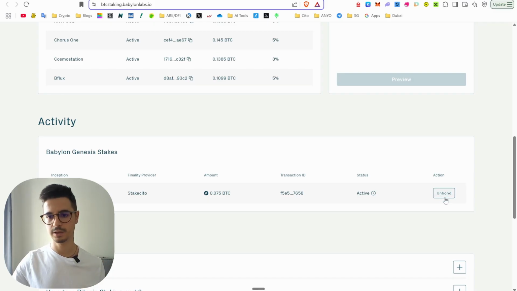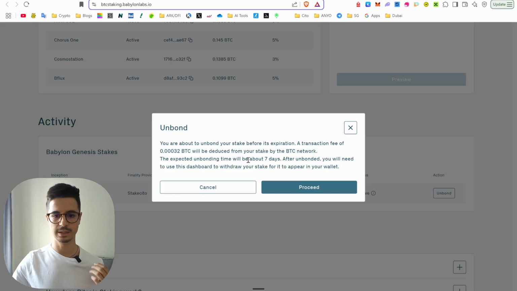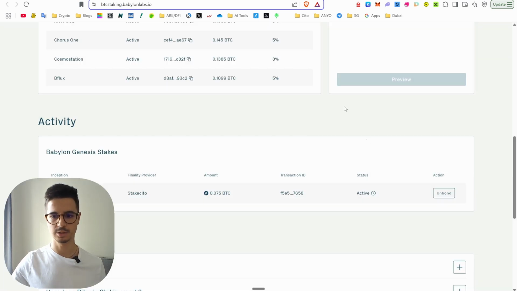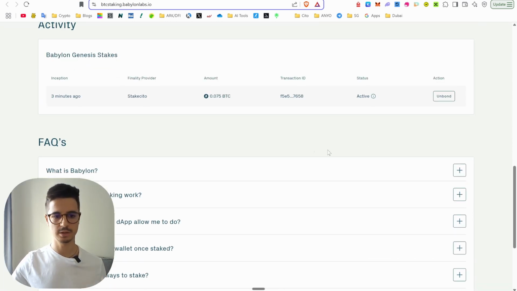The final thing: you can always unbond your Bitcoin over here. If you unbond, it will take 7 days for your Bitcoin to become liquid again, and then you can send it back to, I don't know, Osmosis or any centralized exchange to sell or trade it there. And the unbonding will cost 0.00032 Bitcoin, which was just recently reduced via a governance proposal, and I guess that's somewhere around $25. So just keep that in mind. And if you have other questions, feel free to read through their FAQ.